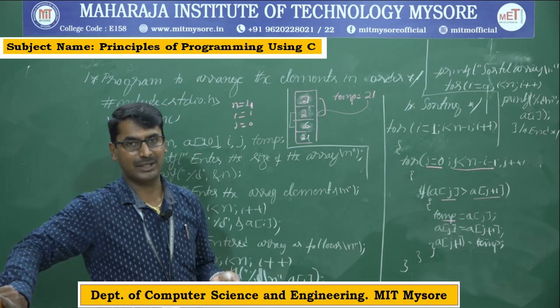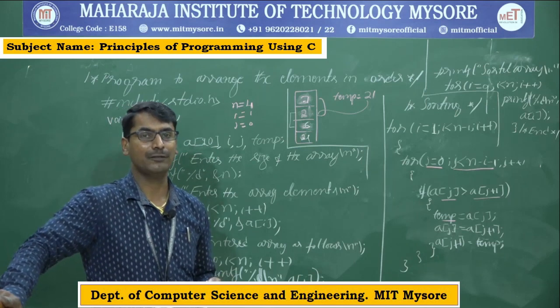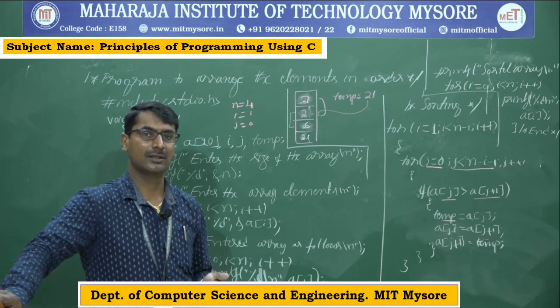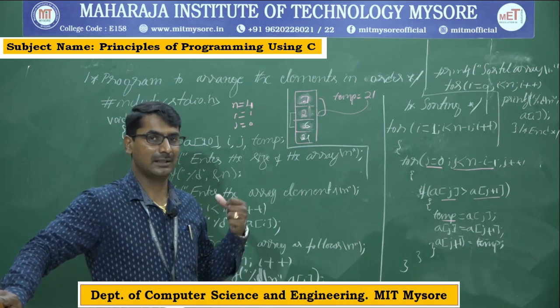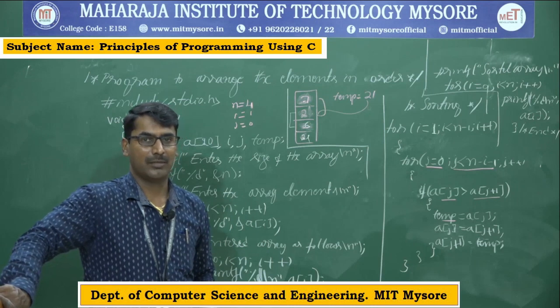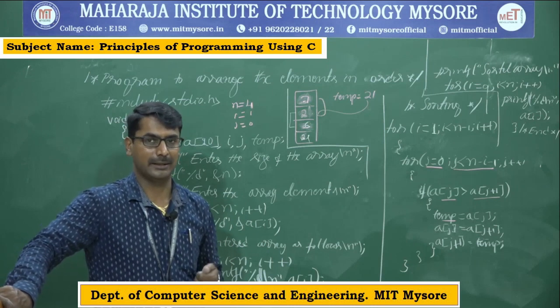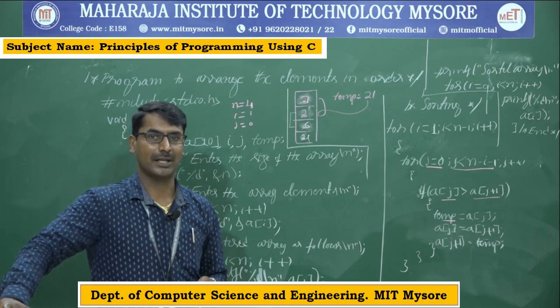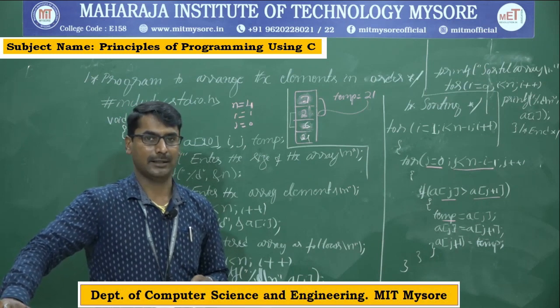The time complexity of this is big O of n square, or big O of n into n minus 1. Now this is about the bubble sort technique. In the next session, I will explain one more sorting technique, that is the selection sort technique.